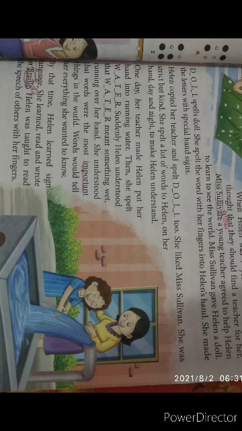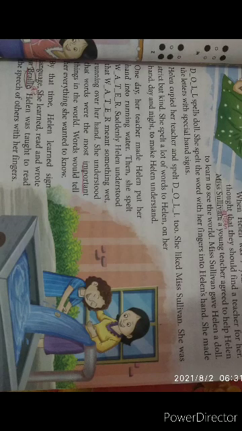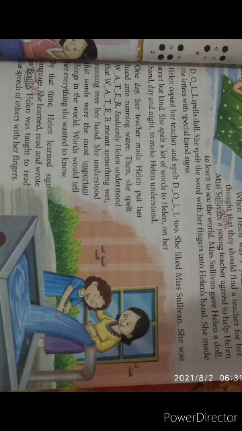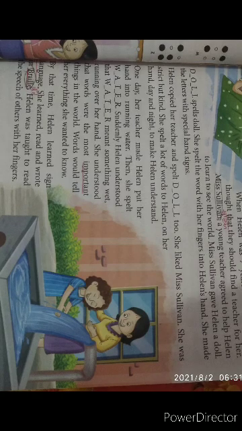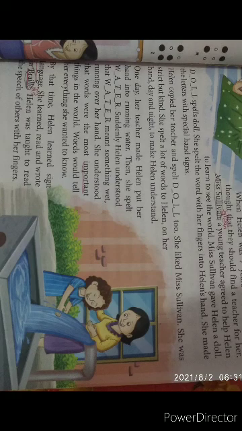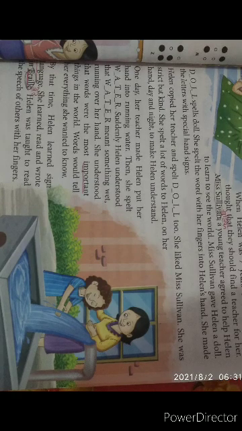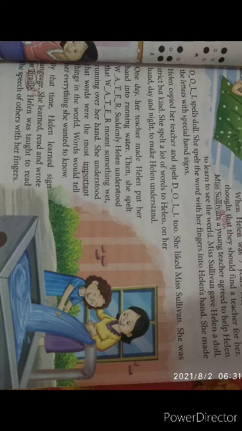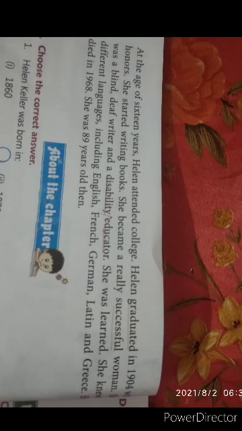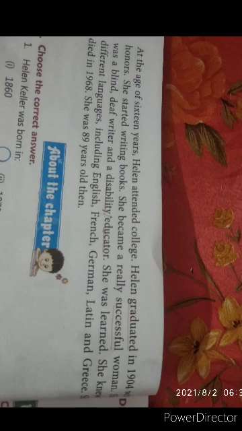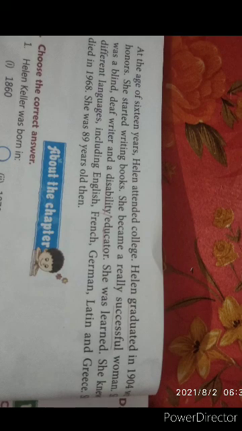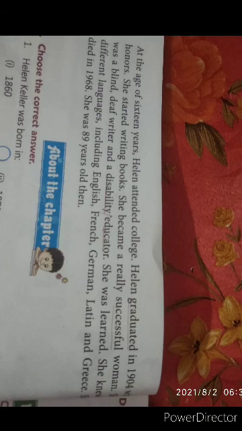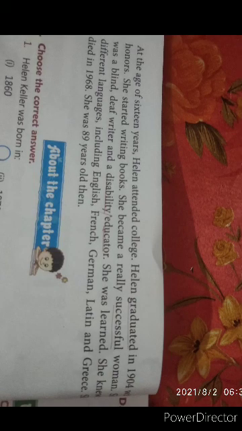By that time, Helen learned sign language. She learned to read and write in Braille. Helen was taught to read the speech of others with her finger. In the beginning, we told that Braille language is there. People who are blind can use this one. By Braille language, she learned to read.